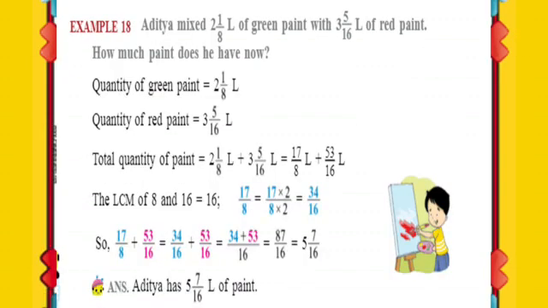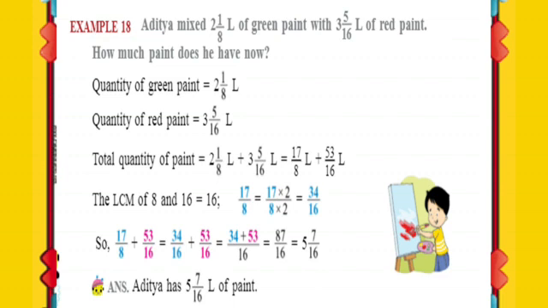Let us see another statement sum. Aditya mixed 2 1 by 8 liters of green paint with 3 5 by 16 liters of red paint. So how much paint does he have now? So again, this much green paint and this much red paint are added together. So you need to find out how much paint he has now.